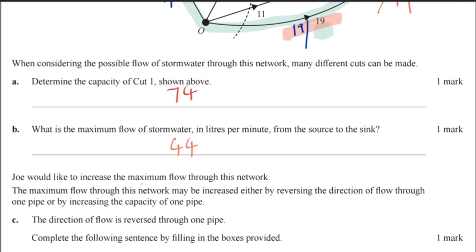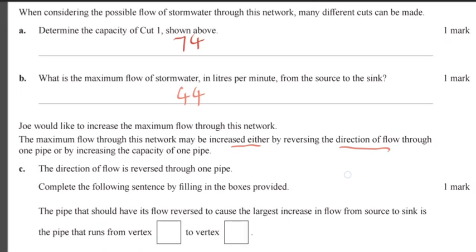Now Joe would like to increase the maximum flow through this network, either by increasing or reversing the direction of flow through one pipe, or by increasing the capacity of one pipe. The direction of flow is reversed through one pipe. So let's see which one we can have the largest increase.